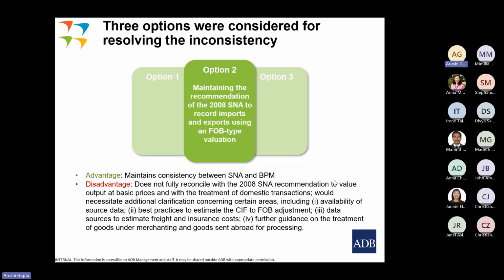However, this would not reconcile with the 2008 SNA recommendation itself to value output at basic prices and similar to the valuation of domestic transactions. But if option two is to be considered, the existing materials would necessitate additional clarification concerning areas such as availability of source data with different valuations to estimate imports and exports of goods in different countries, and the best practice to estimate CIF FOB adjustment, and data sources to estimate transport services accurately, and it would also require further guidance on treatment of goods under merchanting and goods sent abroad for processing.